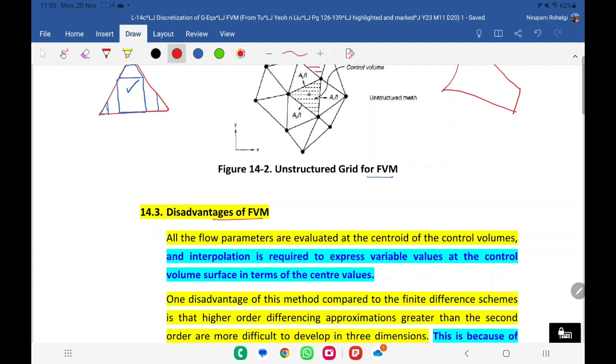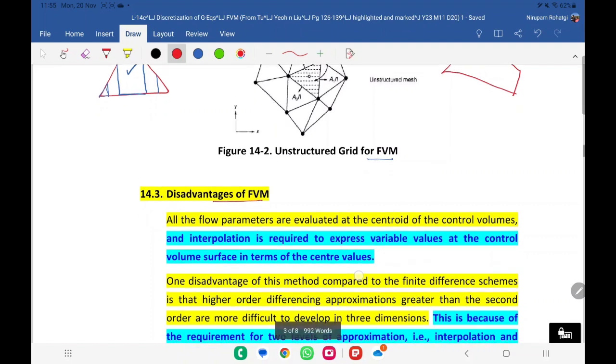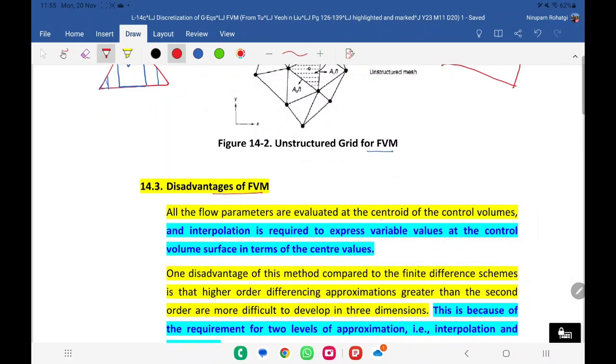Okay. But what are the disadvantages? The second was the structured and unstructured grid, right? Now, what are the disadvantages? All the flow parameters are evaluated at the centroid. So, what does centroid mean? Suppose you have this as the element, or you have this as the element. Normally, you'll have square or triangle elements. So, the values are estimated at this point, even when your nodes are here, right?